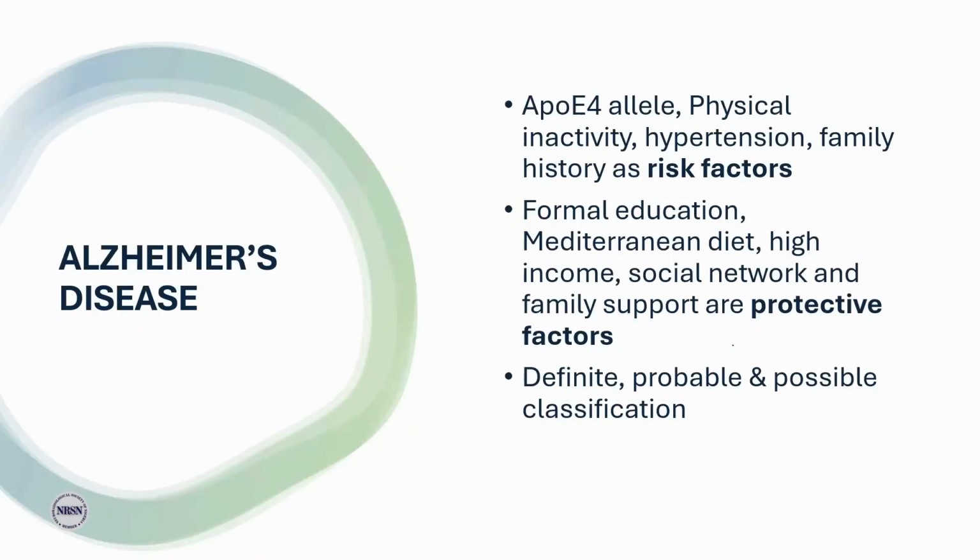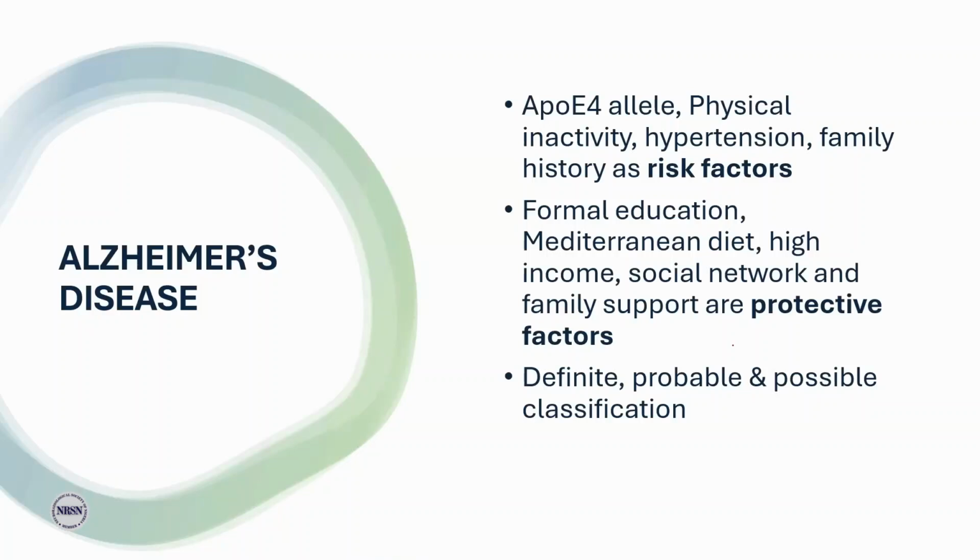While formal education, so the higher someone gets academically, the lesser the chances of having Alzheimer's disease, according to studies. Then the Mediterranean diet, which is basically plant-based, and diets low in red meat, also have protective effects. Then high income earners too, because really they have a lot of thinking to do before they earn so high. And social network and family support are protective factors.